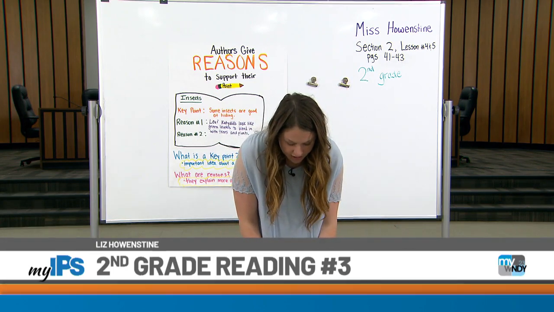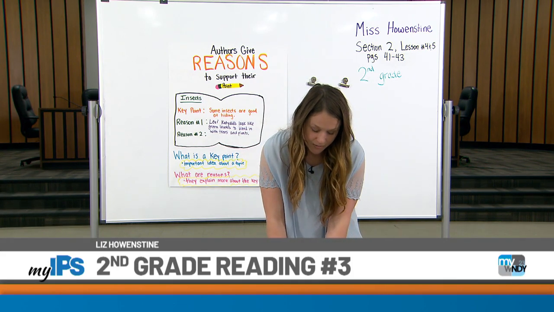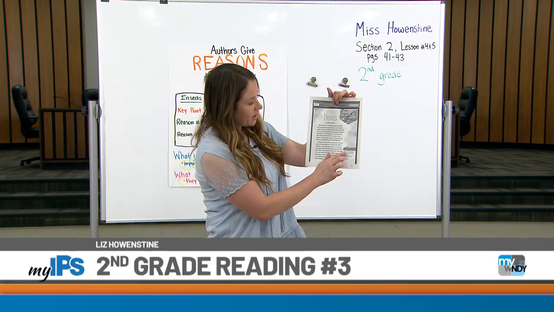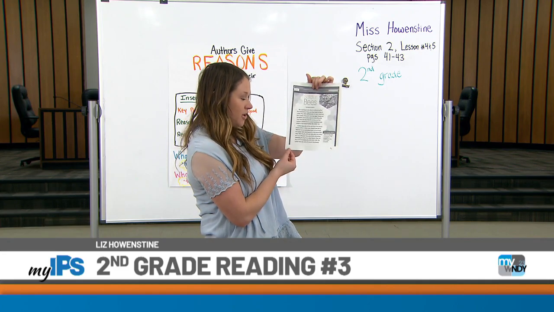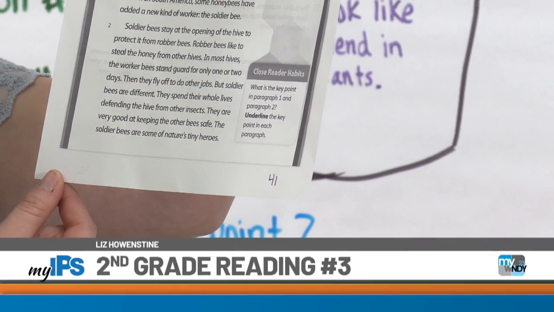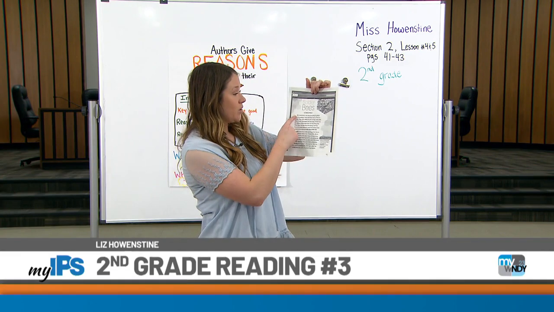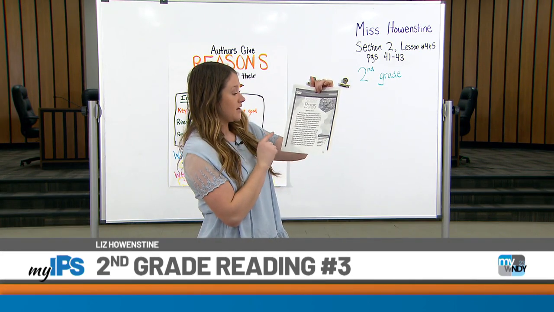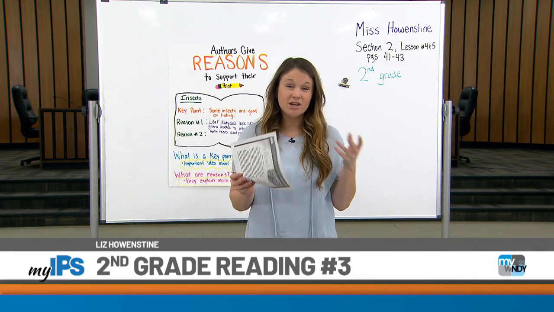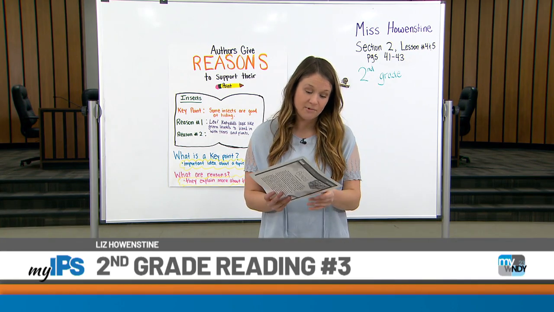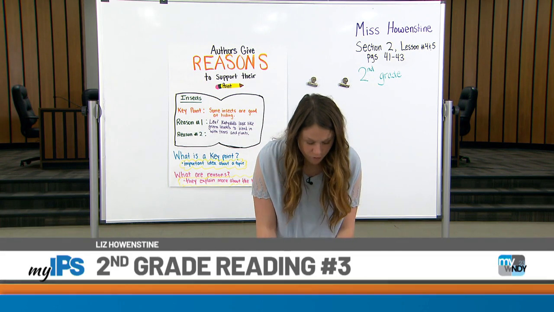So if you're ready to go, you will be on page 41. And we want to look at where it says close reader habits, at the bottom. What is the key point in paragraph 1 and paragraph 2? Underline the key point in each paragraph. So we are going to find a key point in paragraph 1, and we're going to find the key point in paragraph 2. Okay, so you need to make sure that you are looking for those key points and that we underline them.